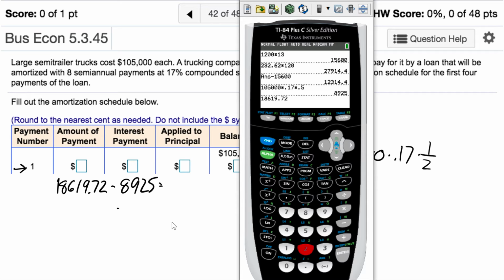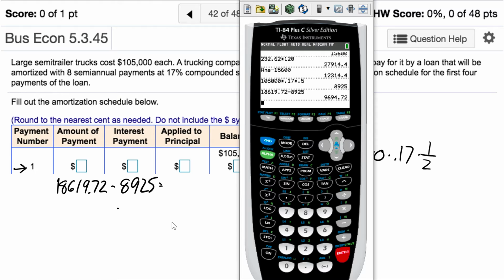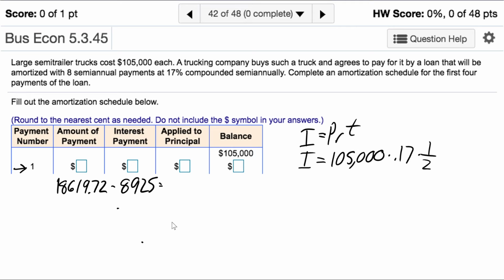So $18,619.72 minus $8,925, and that gives us $9,694.72. All right, so that is the amount that is applied to the principal. So after the trucking company makes that payment of $18,600, only $9,694.72 of it is left over to pay down the balance.